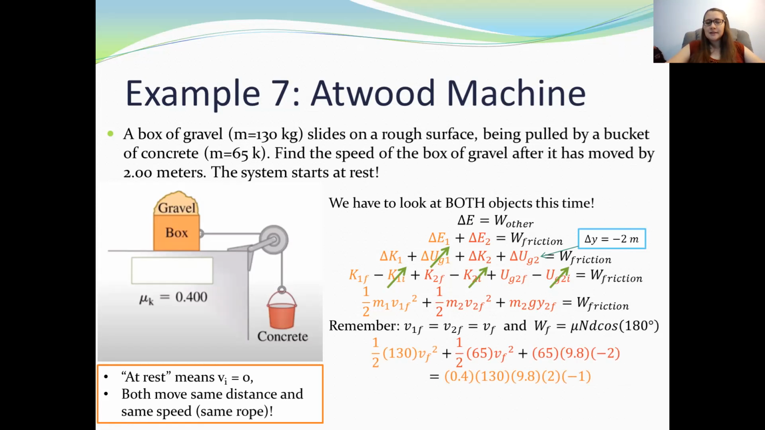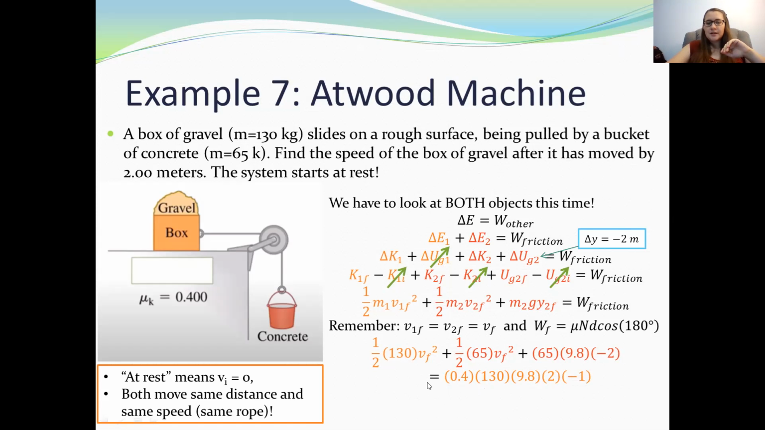All right, we know our masses, so we can plug those in. We know g is 9.8 meters per second squared. We know this concrete bucket is falling down a distance of 2 meters, so -2 is our final height.